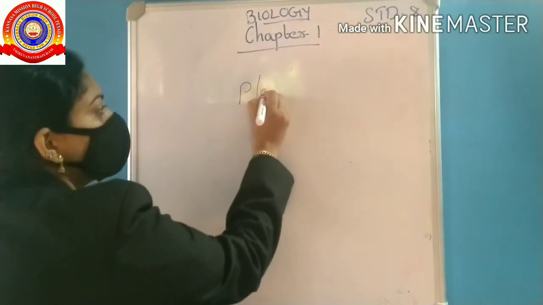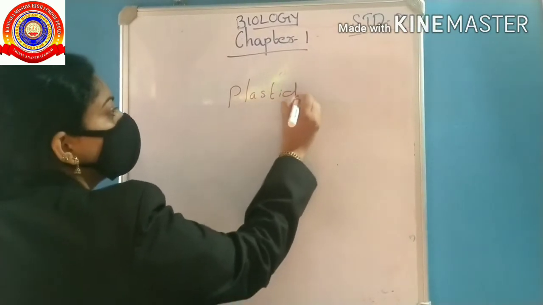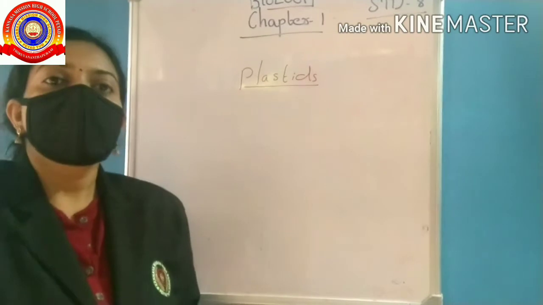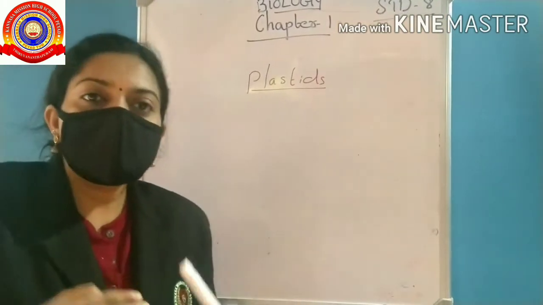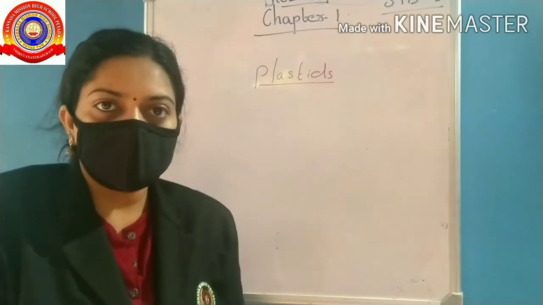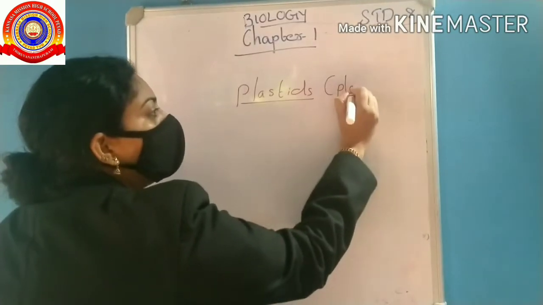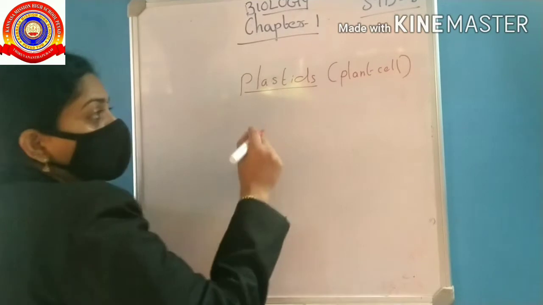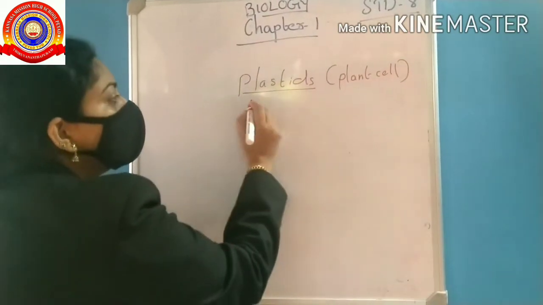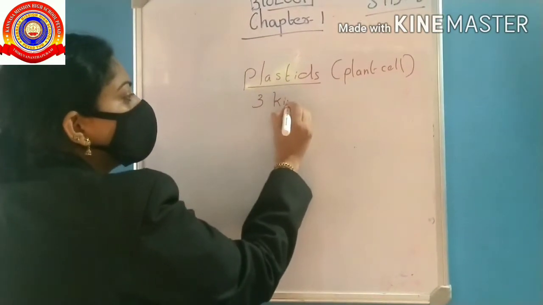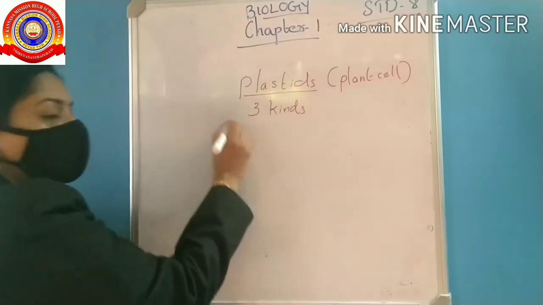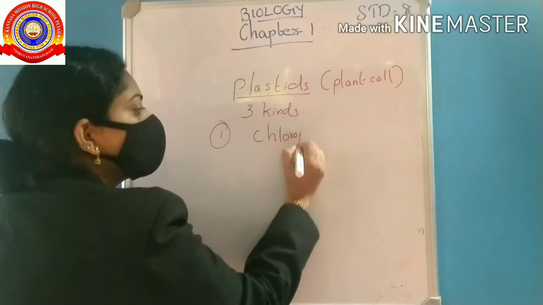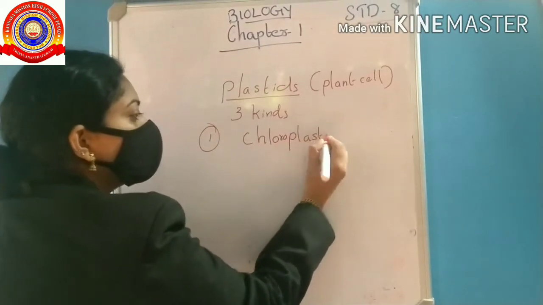Plastids. The plastids are found in plant cell. They are exclusively found in plant cell. The plastids are mainly three types. There are three kinds. Plastids are of three types.